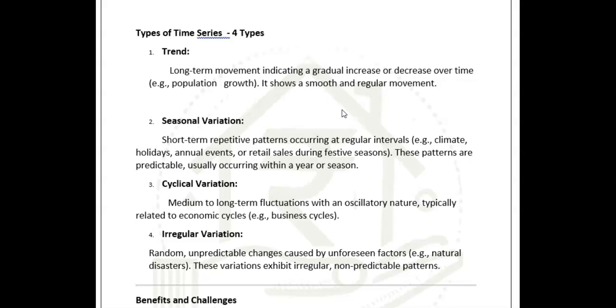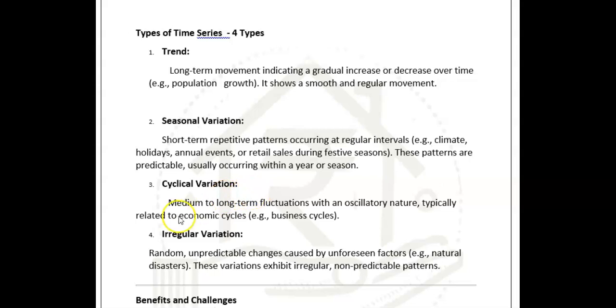Seasonal variation: a short-term repetitive pattern occurring at regular intervals due to climate, holidays, annual events, like retail sales during festival season. If you see the Diwali festival or New Year, Christmas Day, and other festivals, sales are increasing, and on other days sales are normal. So the same sales data can be represented by the time series.